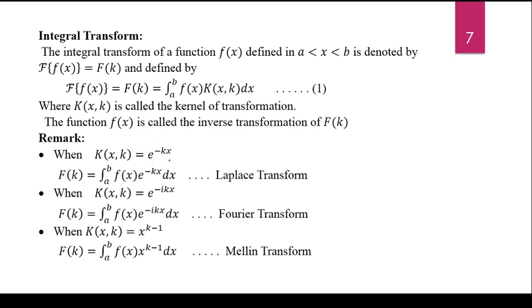When this kernel is a simple exponential function, we call this transform a Laplace transform. When the kernel is given by the Euler formula, it becomes a Fourier transform. When it is x raised to k minus 1, then it is a Mellin transform. These are the integral transforms.